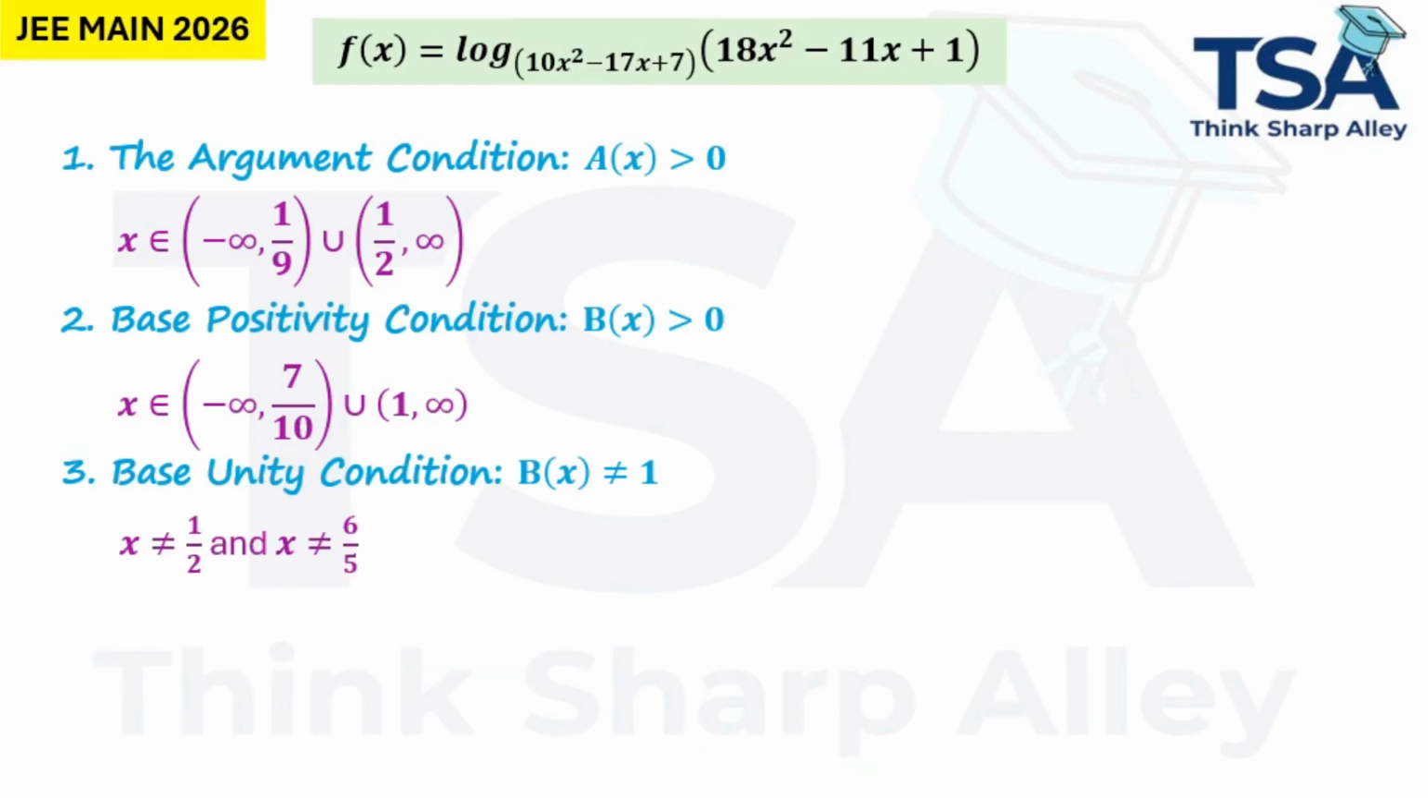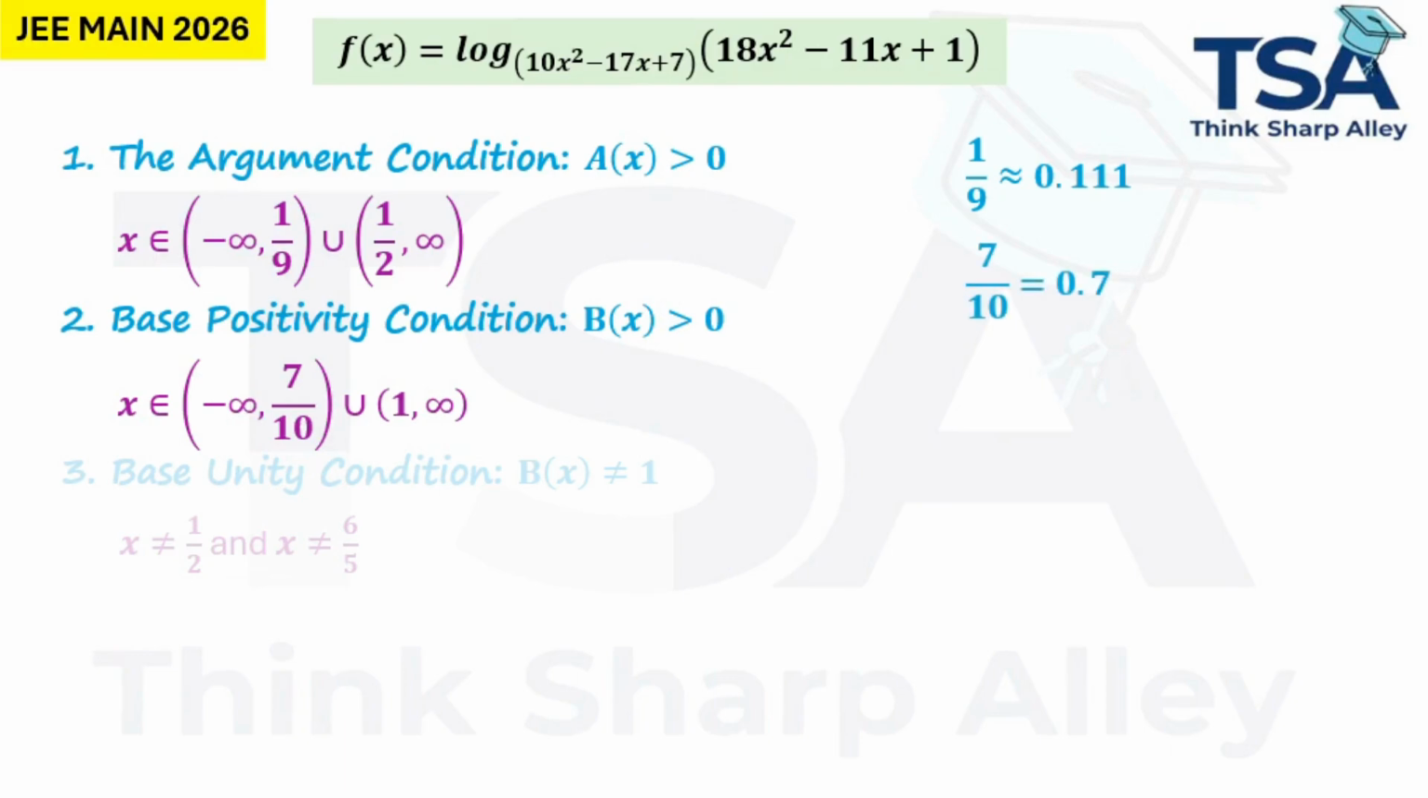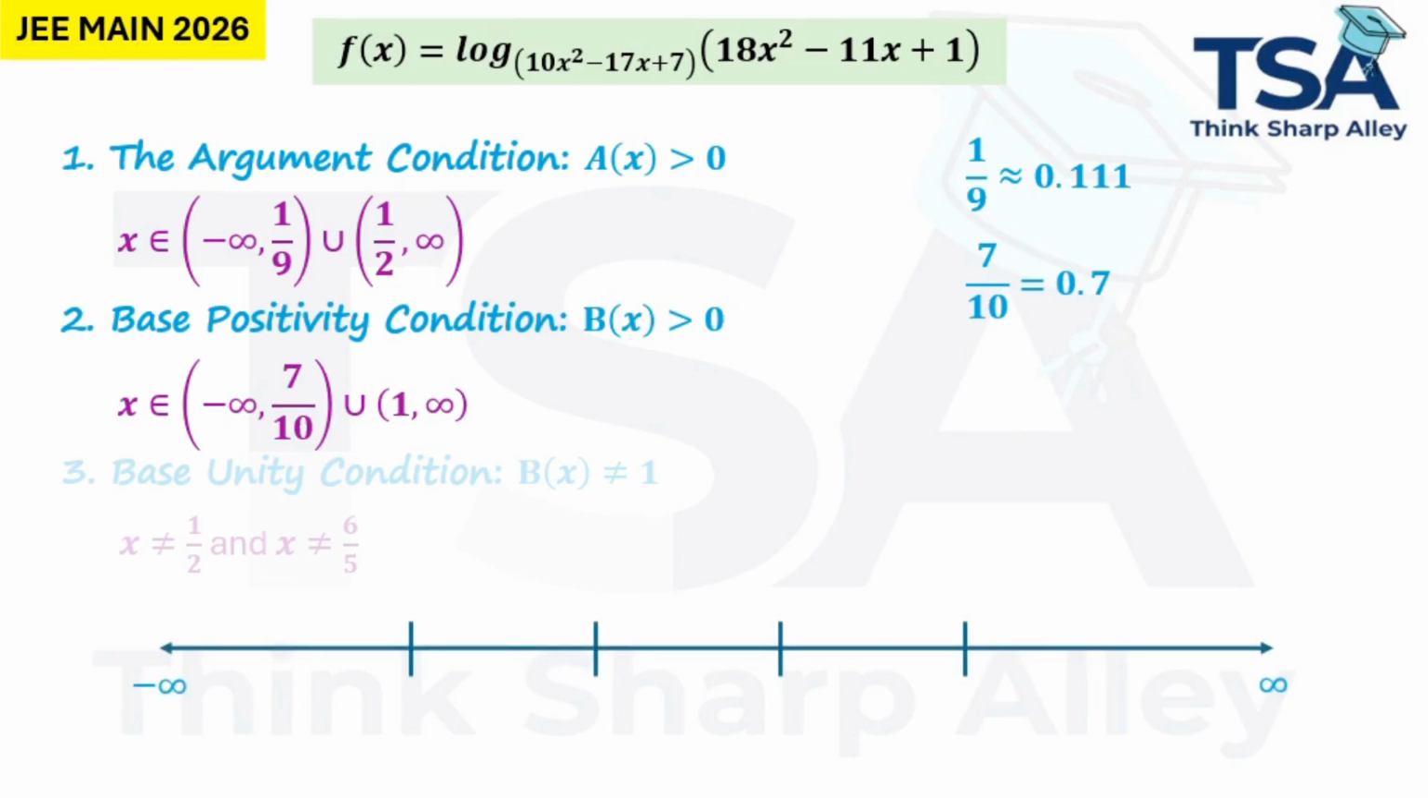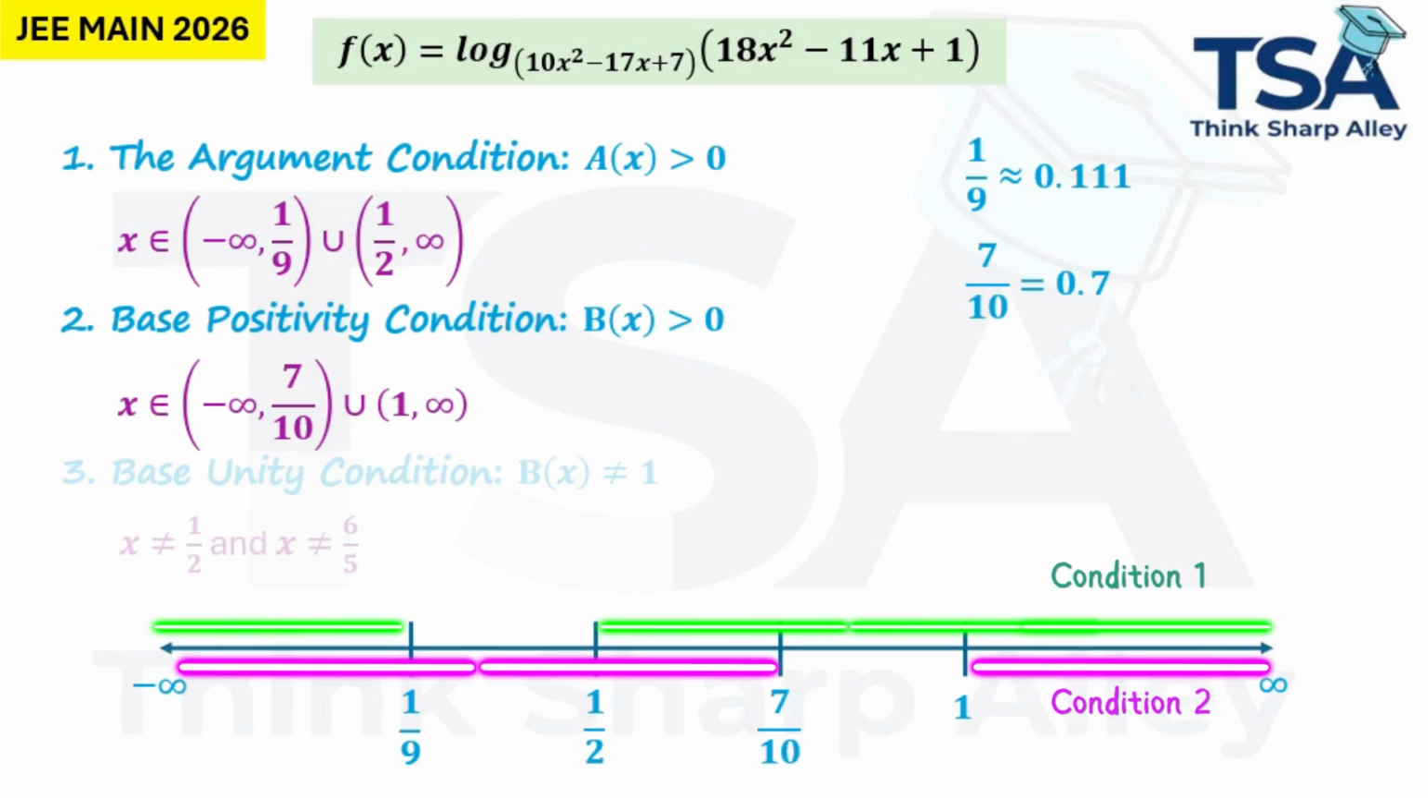Let's find the intersection of condition 1 and condition 2 using a visual number line scan. The first condition says x is less than 1 by 9 or greater than half. Second condition says x is either less than 7 by 10 or greater than 1. Now if I compare, obviously 1 by 9 is 0.11 approx and 7 by 10 is exactly 0.7. So on the number line, 1 by 9 comes before 7 by 10, but between them half, which is 0.5, comes, and we have 1 at last. You can already see the intervals included in condition 1 and condition 2 marked in the diagram.